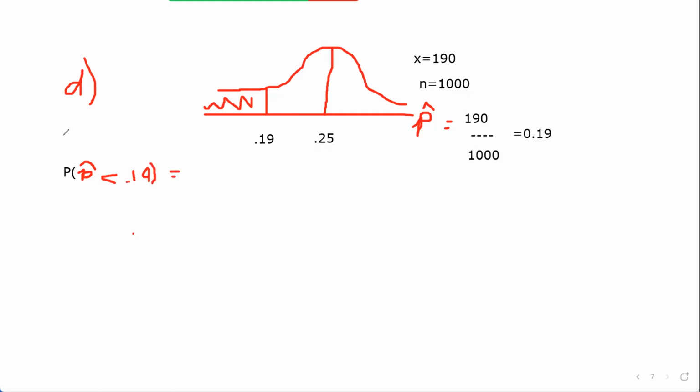This is equal to normal CDF, and this looks like something you did in the previous sections. This is now negative E99. Remember, you're plugging in and not converting to a z-score first. It's not necessary. So you have 0.19, your mean is 0.25, and use your 4 decimal places for your calculation. So this is 0.0137.